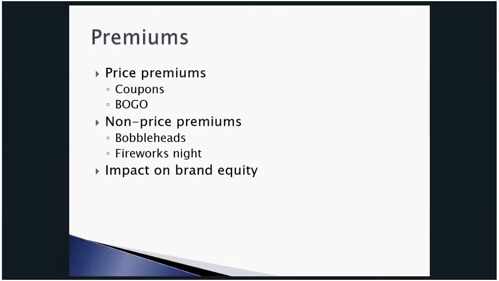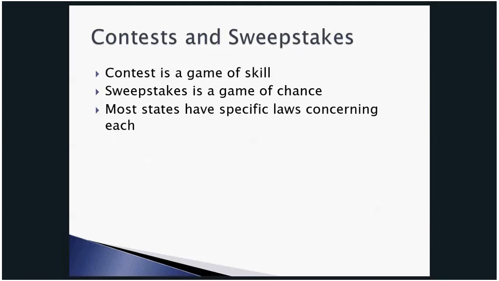If the bobblehead costs me $5 to purchase, to store, to distribute, now I'm actually making $25 on that ticket. I'm getting $30 total, and I'm spending $5 for the bobblehead. So with the non-price premium, I'm actually making $25, and with the price discount, and all the negative brand equity it's costing me, I'm only getting $20. So I might be able to make more money even on a non-price premium.